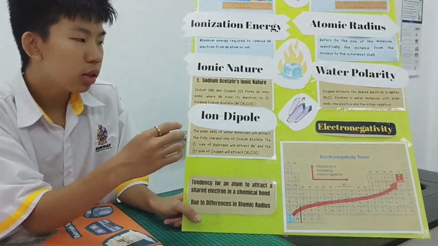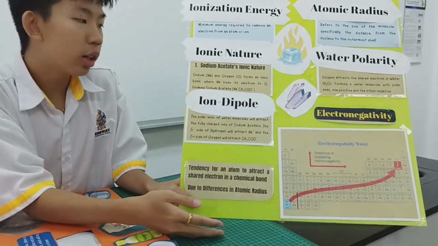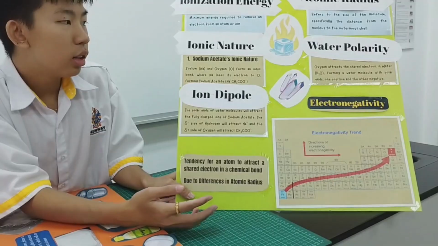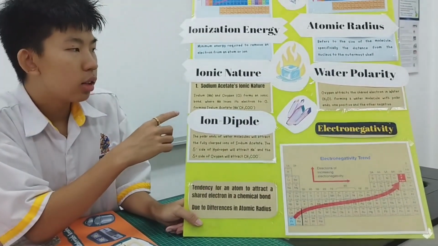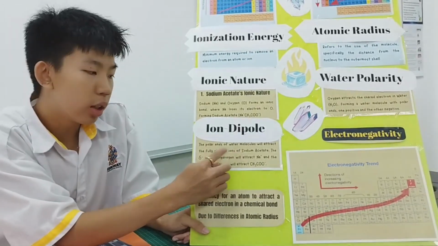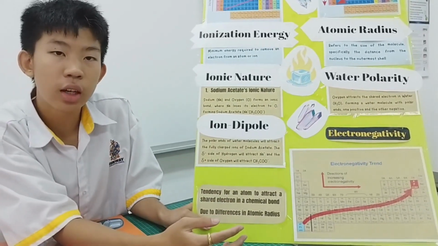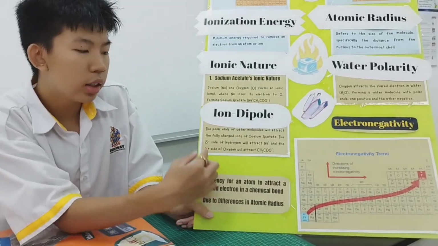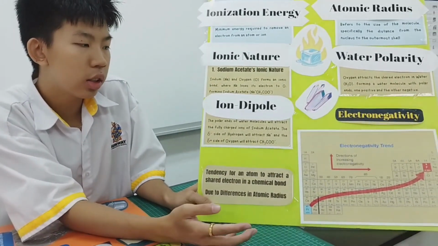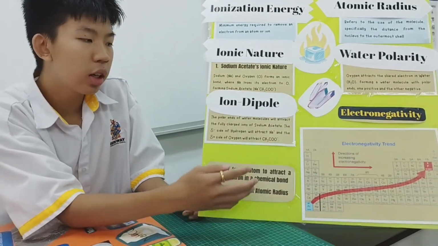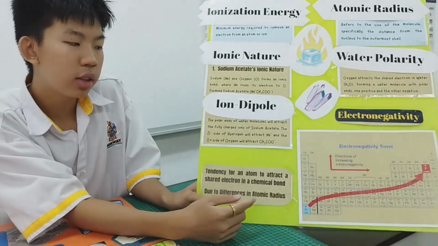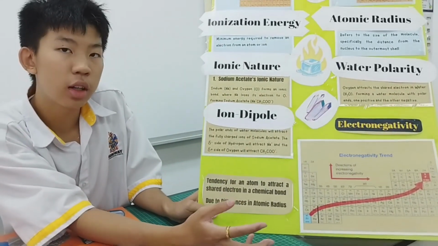Electronegativity also causes the ion-dipole interaction between water and the sodium acetate. The polar ends of the water molecule will attract the fully charged ions of sodium acetate. The negatively charged side of oxygen will attract the positively charged sodium ion, and the positive side of hydrogen will attract the negative part of sodium acetate.